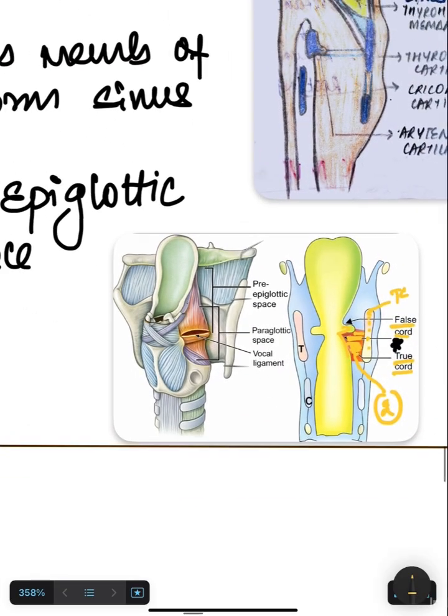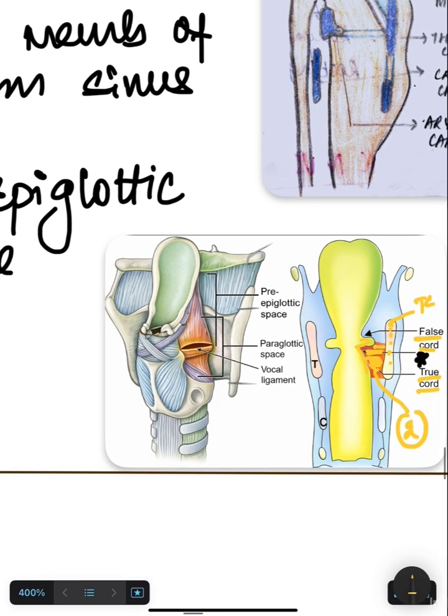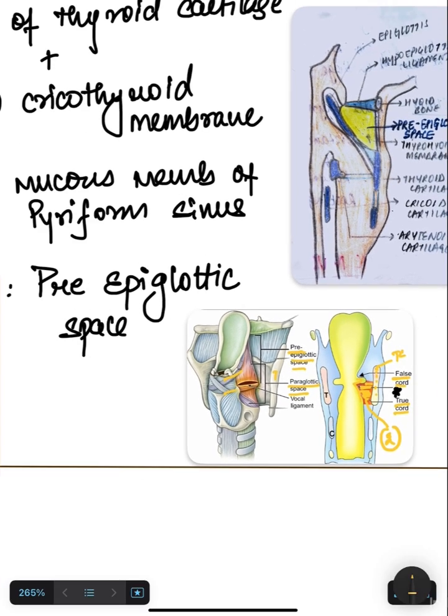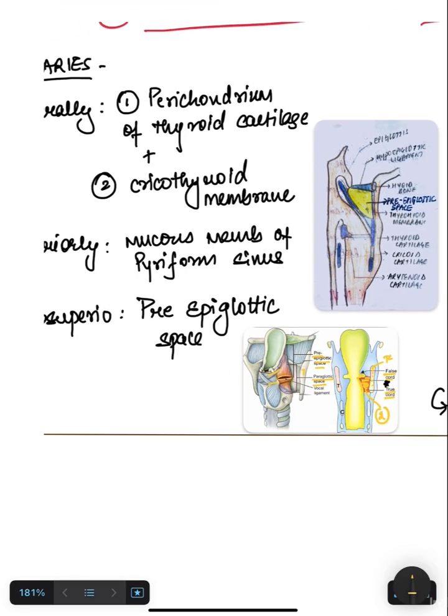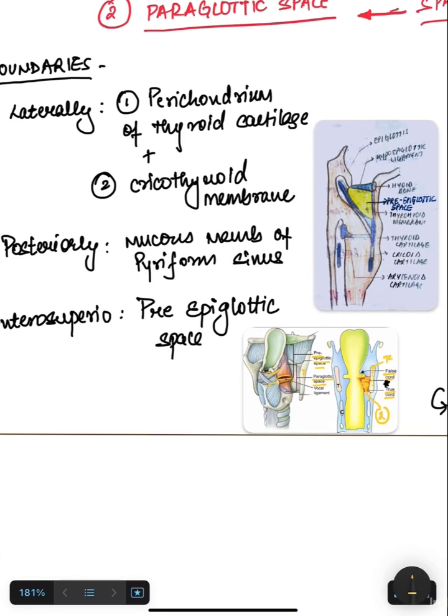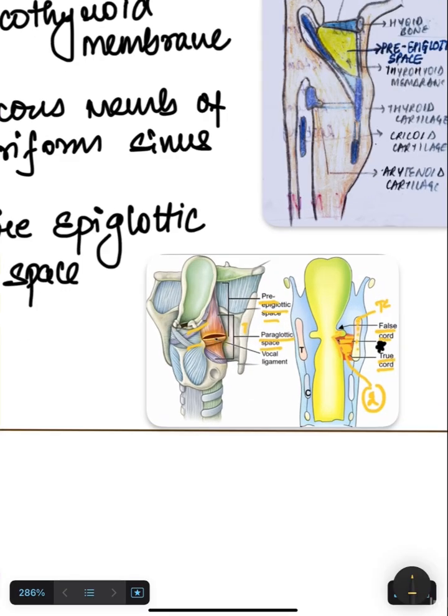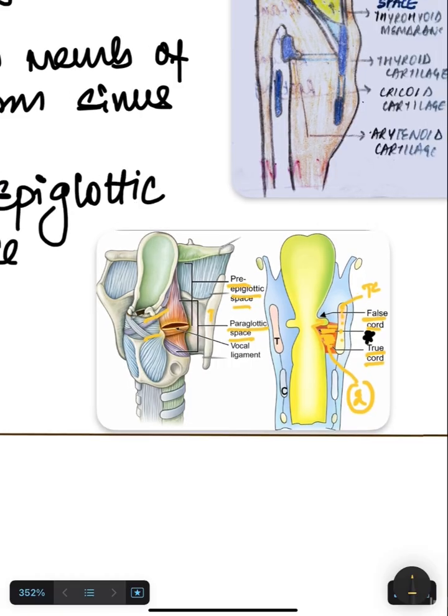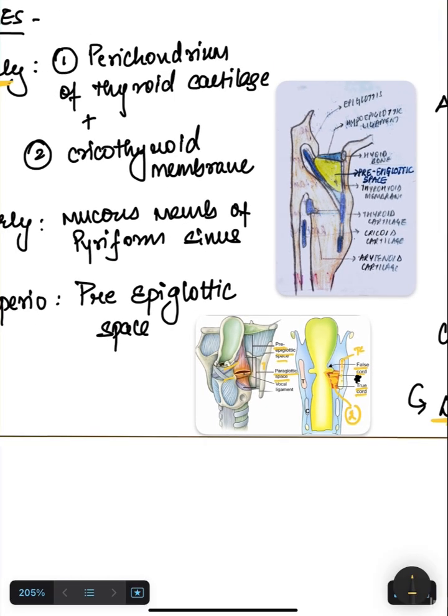Now in this diagram also you can see this is the thyroid cartilage, and here you have the false vocal cord and the true vocal cord. So this is the paraglottic space. Above you can see the pre-epiglottic space, which we'll discuss in a moment. So when we are talking about the boundaries of the paraglottic space, laterally, you can see that is nothing but the thyroid cartilage, right? So the perichondrium of the thyroid cartilage and the cricothyroid membrane.